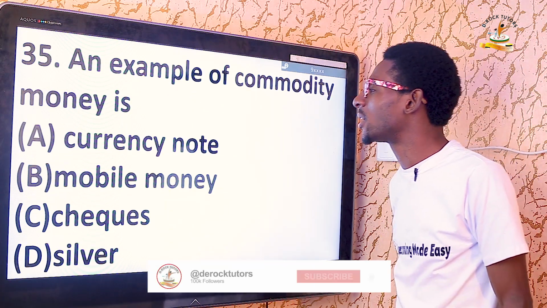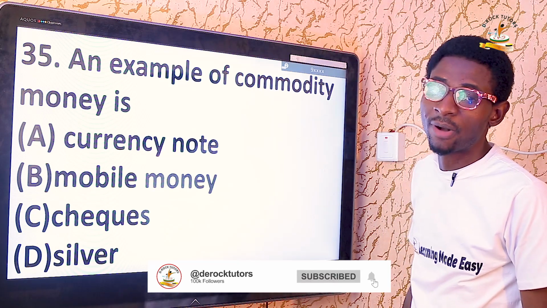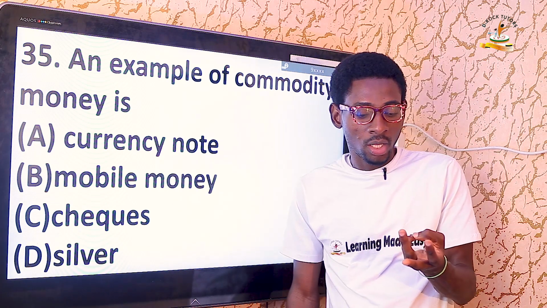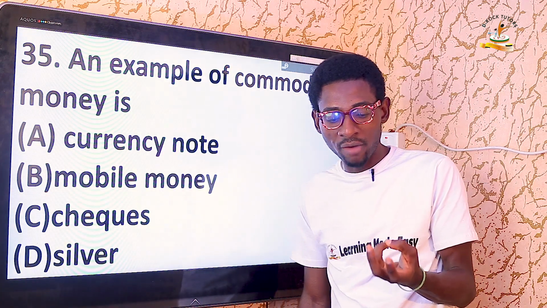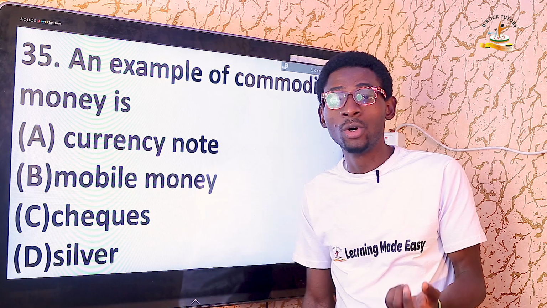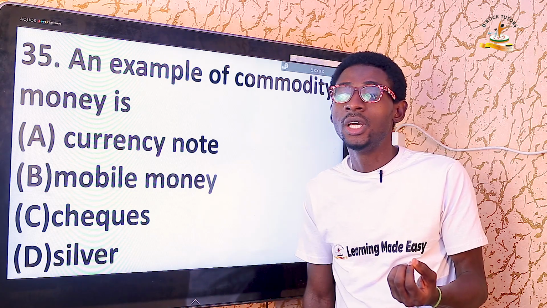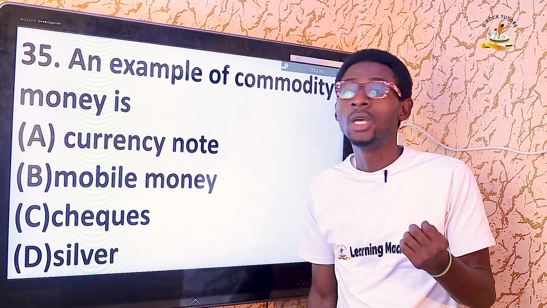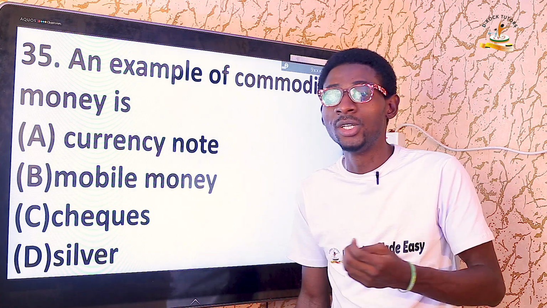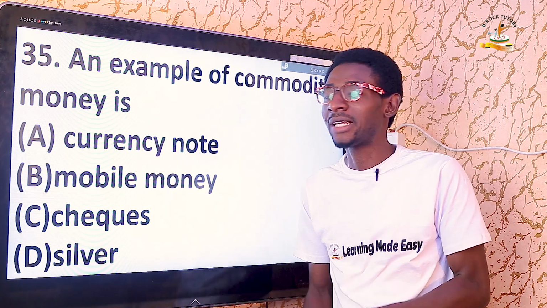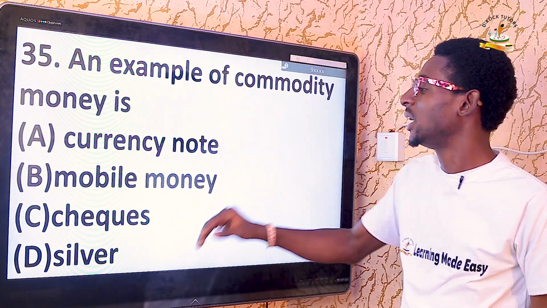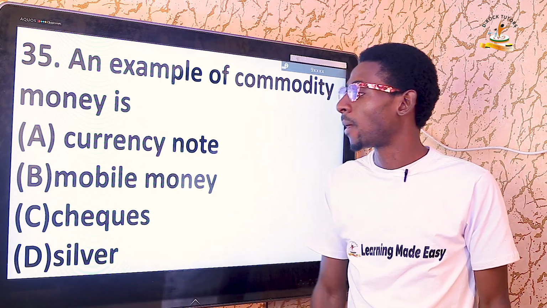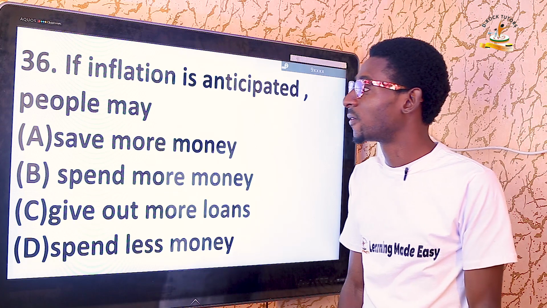An example of commodity money is... Under money, we have types of money. We have coins or paper money, the legal tender, the banknote, fiat money, fiduciary money, token money, commodity money, and representative money. So the answer for commodity money is silver, which is D. 36.